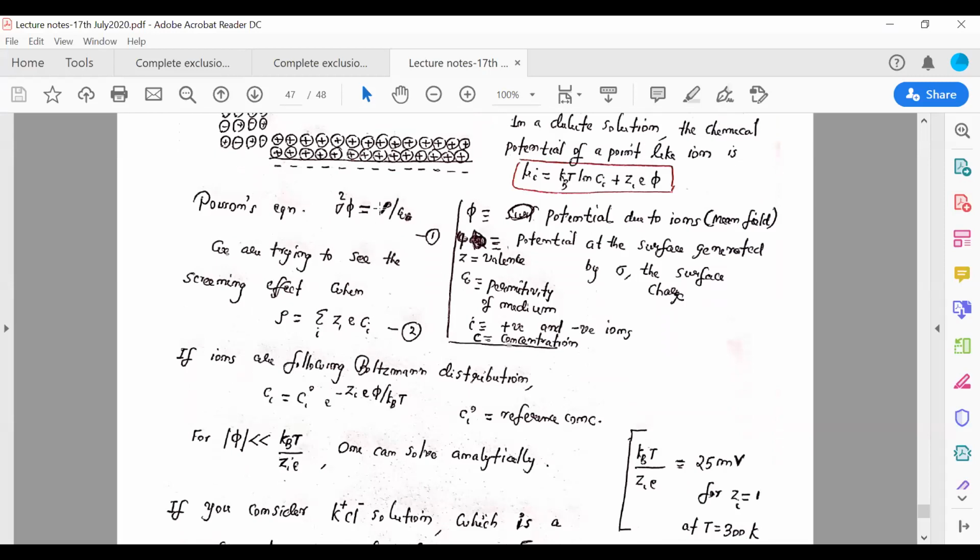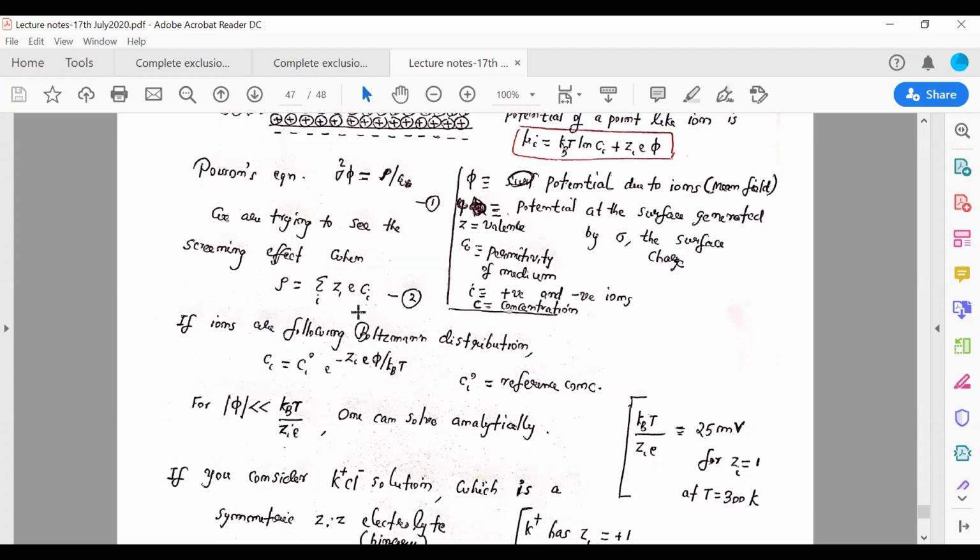You can rewrite this rho, the charge density, as Zi E into Ci, where C is the concentration of a particular ion and Z is the valence. For example, if you have potassium chloride, you have K plus and Cl minus. You have 1 K plus and 1 Cl minus, and the valence for K plus is +1 and for Cl minus it is -1. So if you have a binary electrolyte like KCl, you can calculate the total charge density because of these two ions. It depends on the concentration.